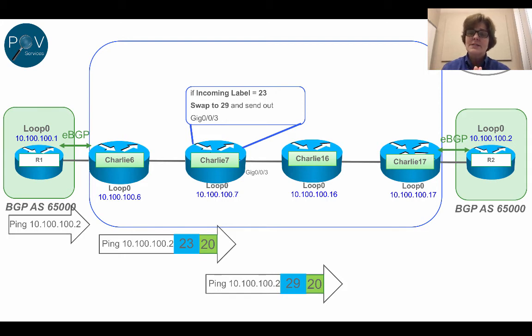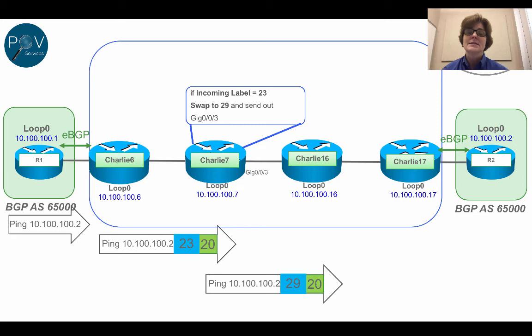Now, before we get to Charlie16, I really want you to think about this first, because Charlie16 is going to be a whole new thing. By default, Charlie16 will be aware of the fact that it is what is referred to as the penultimate hop. I know, strange word, okay? But it is the router right before the router that this is going to end at. So there is something called penultimate hop popping.